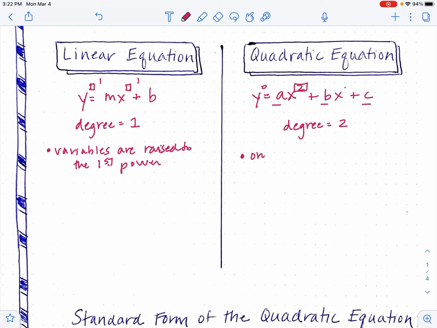Quadratic equations have one variable, and it's raised to the second degree. There are no higher variables.